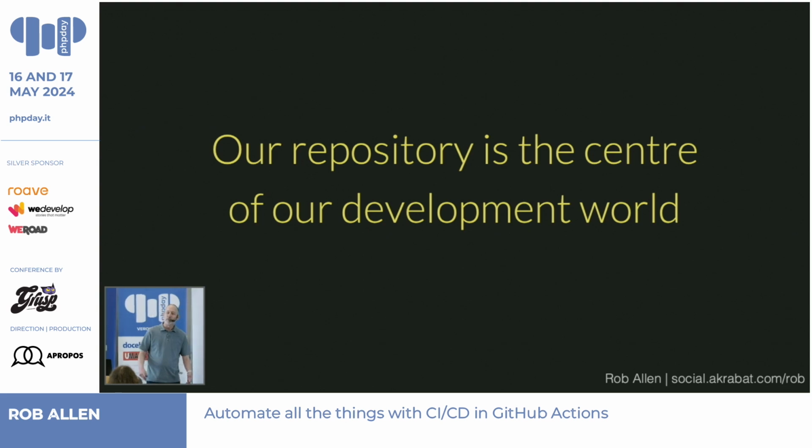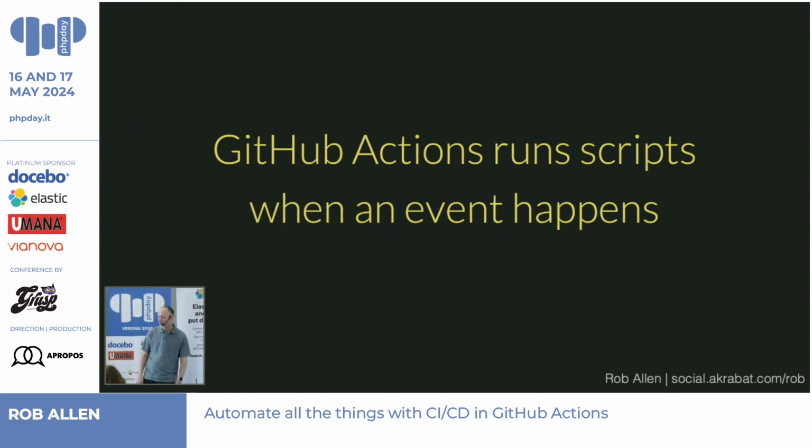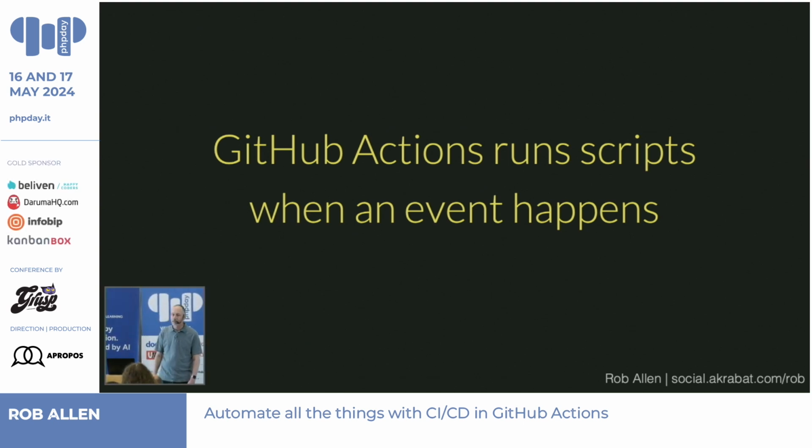Our source code repository is the center of everything we do. Therefore, that's where we should be concentrating the automation. On GitHub, we're going to use GitHub Actions. If you're in Bitbucket, you're going to use their pipelines. If you're in GitLab, you're going to use their system. This talk is all about GitHub, but practically the same sort of things can happen in all the different pipelines.